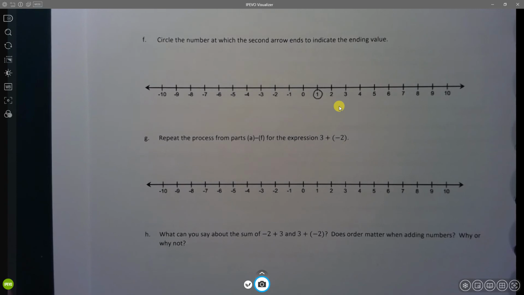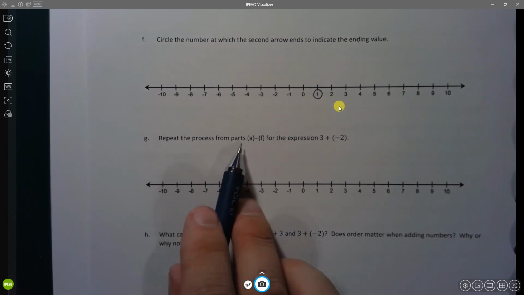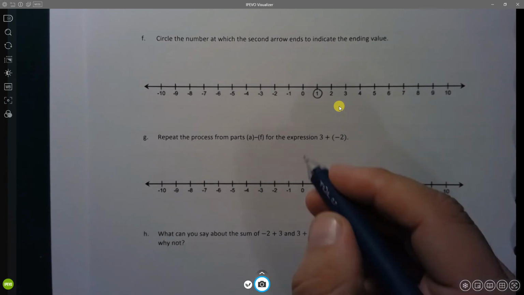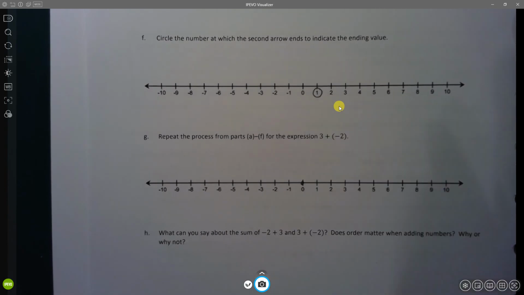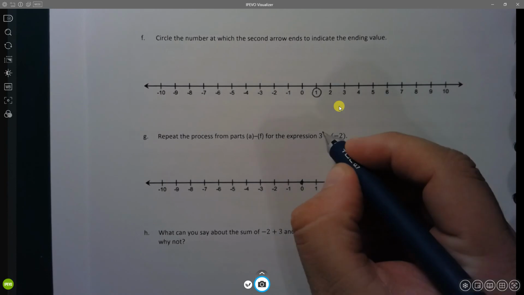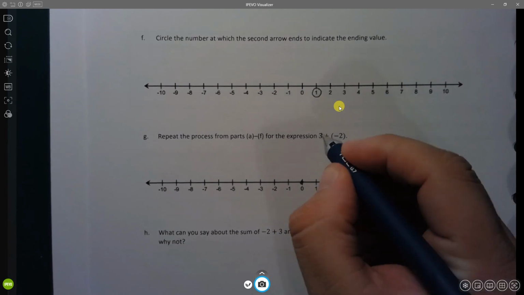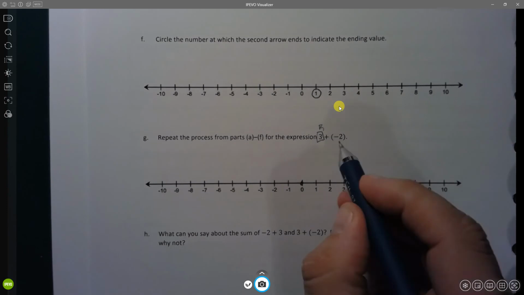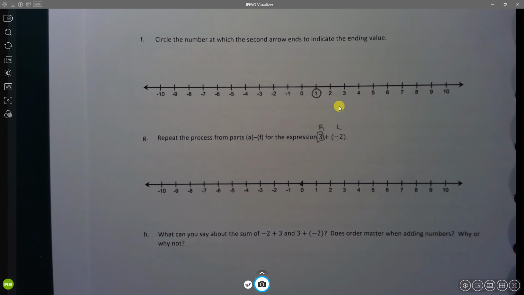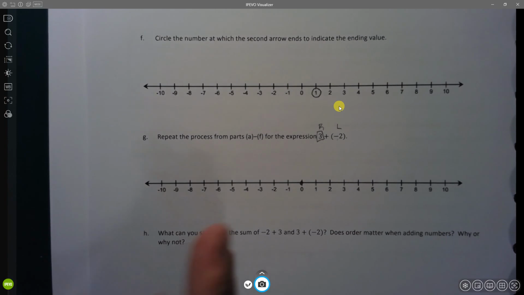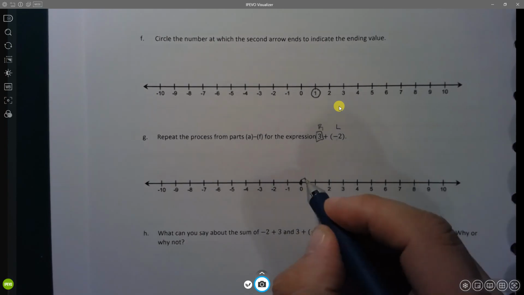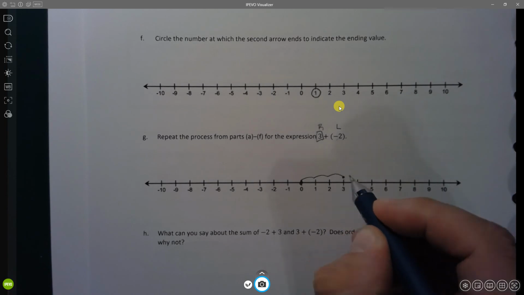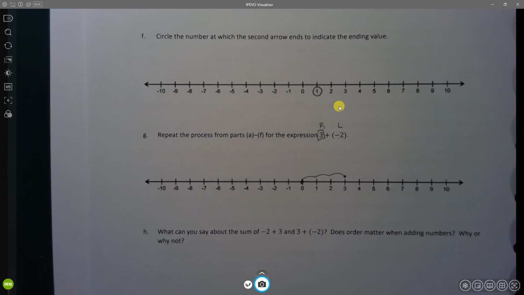Now it says repeat the process from parts A through F for the expression 3 plus a negative 2. We know we start at 0 because that's where we always start. Am I going to move left or right? Correct, I'm going to move right since this is a positive number. With a negative number, I'm going to move left. With positive numbers, I move right. So I'm going to go 1, 2, 3 units. There we go. Now I'm at 3 units.